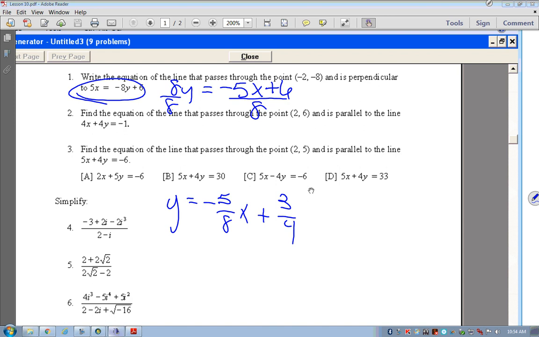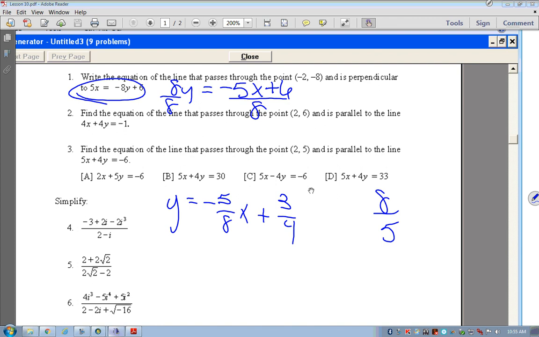So we want to write the equation of a line that passes through (-2, -8) and is perpendicular to what we have here. If we're going to write an equation of a line that's perpendicular, I have to work with a different slope, correct? The perpendicular slope is the opposite reciprocal slope. So if my slope is -5/8, what's opposite reciprocal to that? Positive 8/5. So I need to work with 8/5, and it needs to go through (-2, -8).